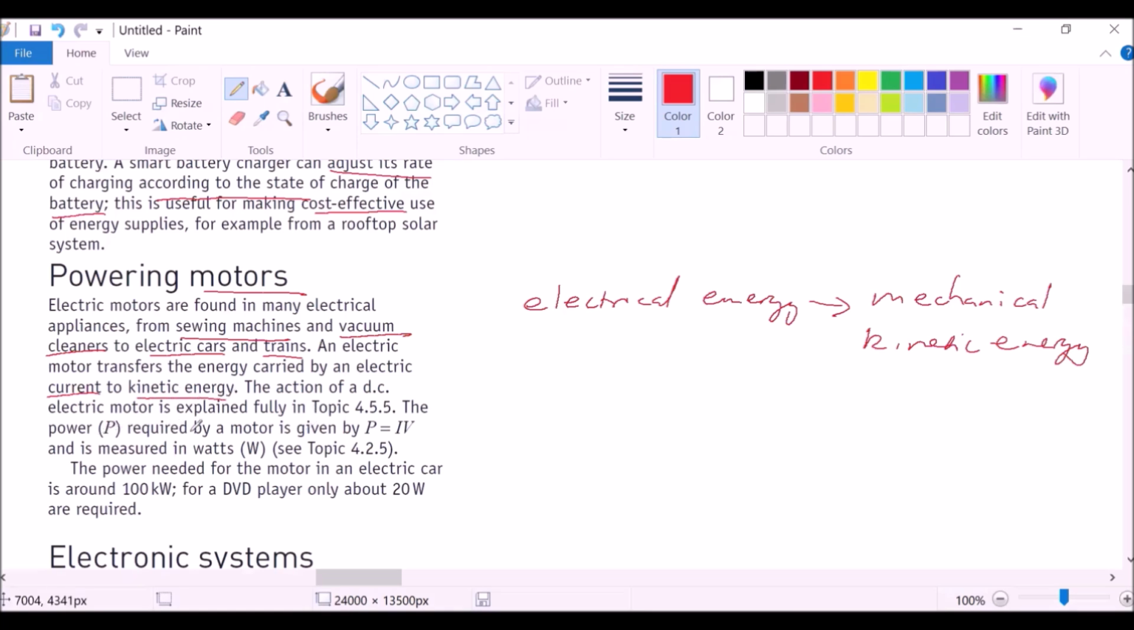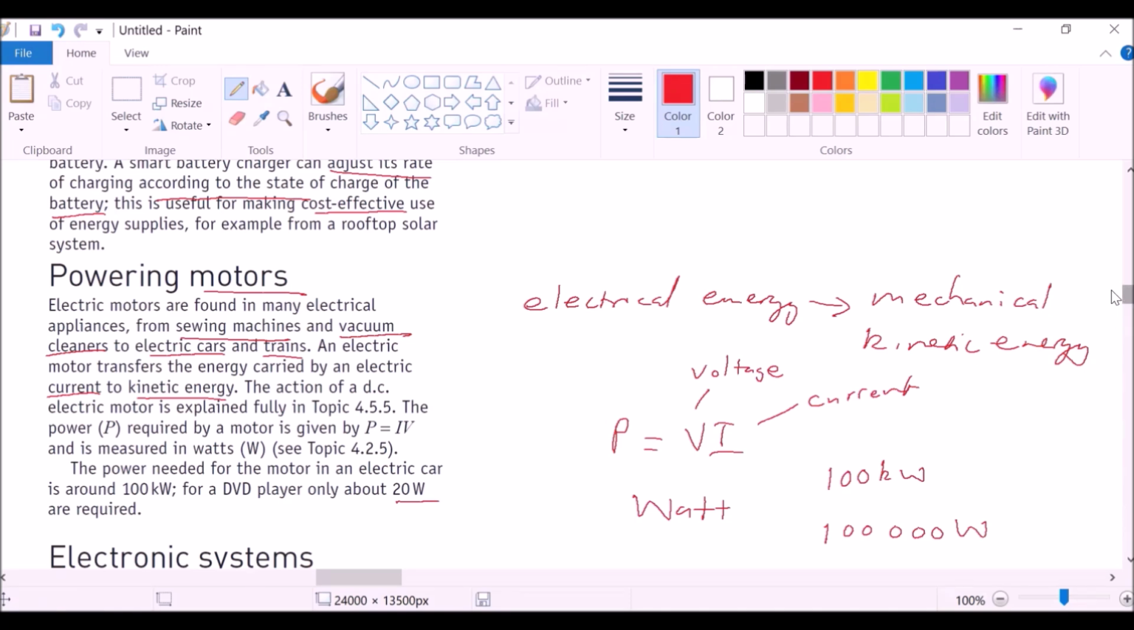The power required by a motor is given by the equation P = VI, where V is the voltage and I is the current. The unit for power is the watt. The power needed for the motor in an electric car is around 100 kilowatt or 100,000 watts. For a DVD player, only about 20 watts are required. The power required depends on the work done by the device.